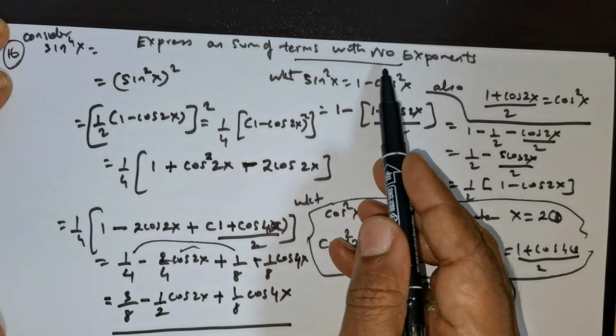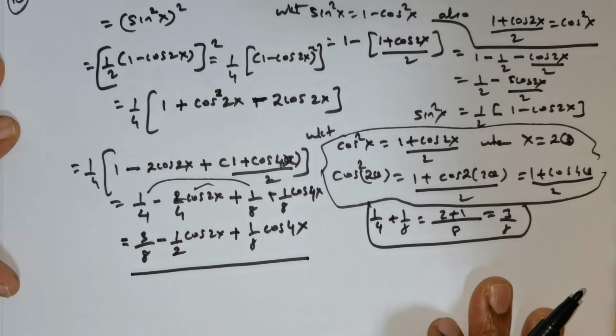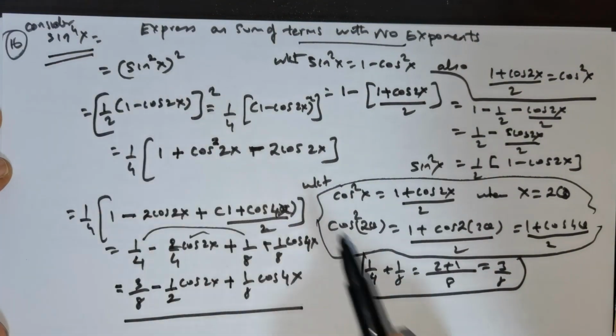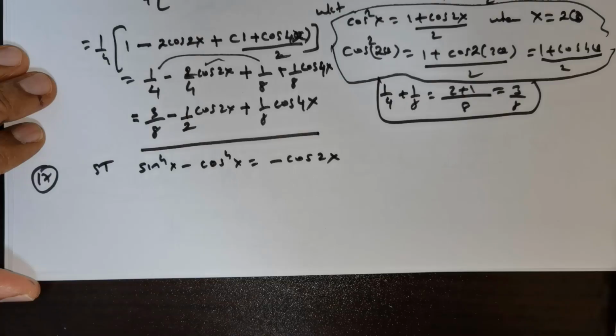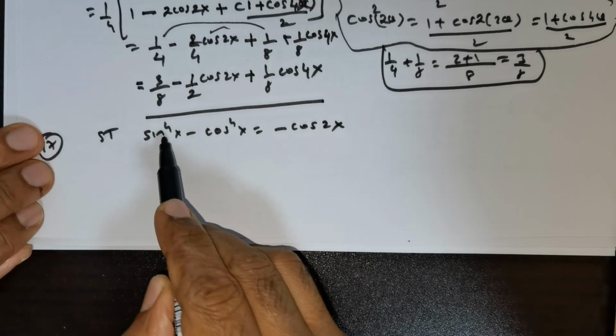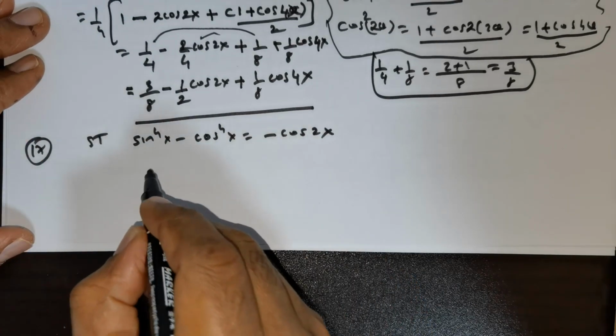Express as a sum of terms with no exponent involved. We do not have any exponents at all. So that is question number 16. It's a very good question. And we will move on to the next one. So this is question number 17. We are expected to show that sine raised to the power of 4x - cos raised to the power of 4x is equal to -cos 2x.